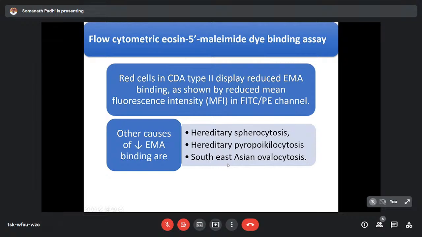So it is important to remember at this point that CDA type 2 is a disorder of the RBC membrane that causes a defect in the RBC membrane, not the nucleus, whereas in CDA type 1 there is a nuclear abnormality, which is the very hallmark feature. That's why this HAM test is not positive in a case of CDA type 1.